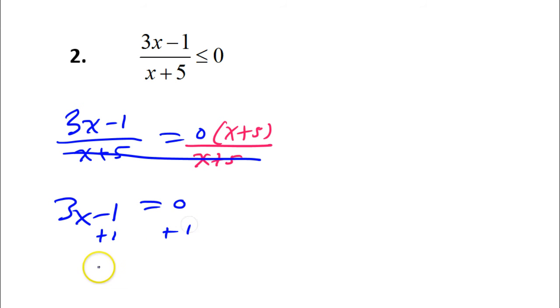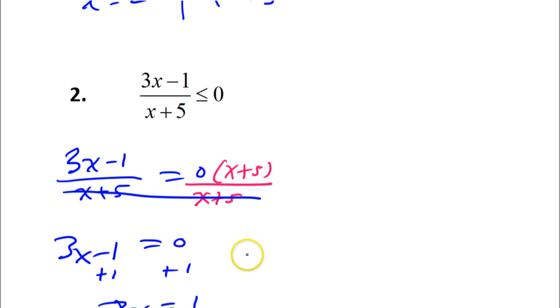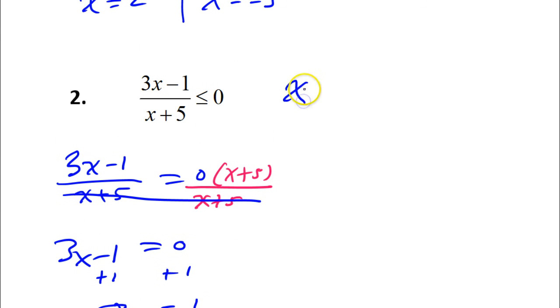Add the 1 and divide by 3. That's exactly right. So I get x equals 1/3. So that's one thing that's going to go on my number line. Okay. So I have x equals 1/3.